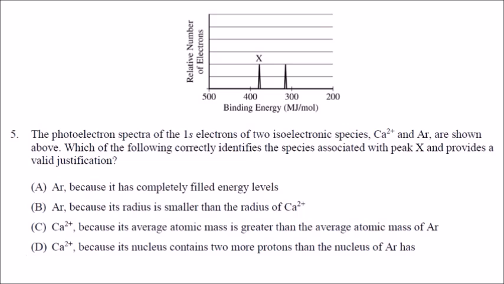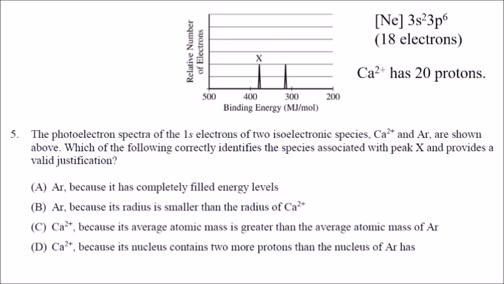In number 5, we are given a photoelectron spectra. We are just focusing on the 1s electrons, but there are 2 different species, calcium 2+ and argon. And again, the word isoelectronic means same number of electrons, so both of these species have 18 electrons. Now calcium, of course, has 20 protons, whereas argon has only 18 protons.